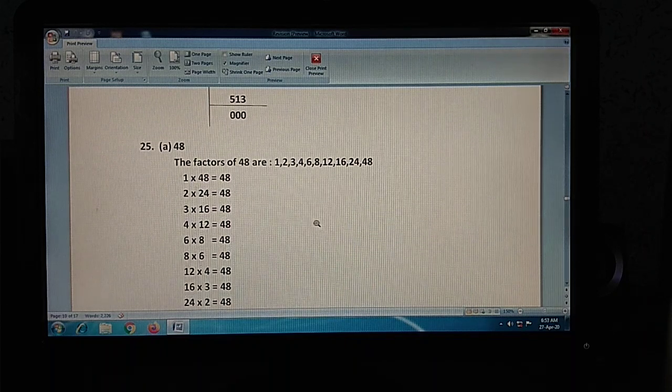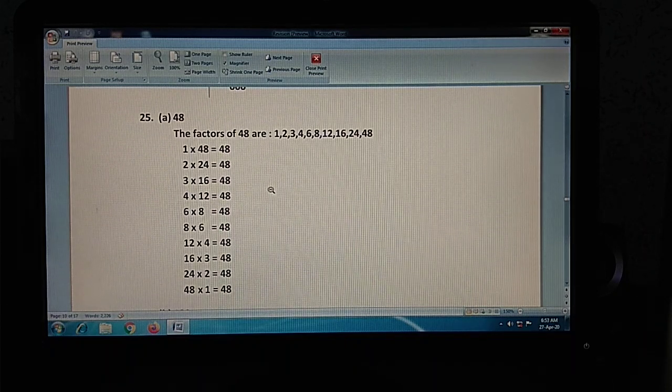Now moving on, in question number 25 we have to find out the factors. So these are the factors of 48: 1, 2, 3, 4. Why are these the factors? As you can see, if we multiply these factors with a number, we get the result 48. If we multiply 1 with 48, we get 48. If we multiply 2 with 24, we get 48. 3 with 16, we get 48. So all of 1, 2, 3, 4, 6, 8, 12, 16, 24 and 48 are the factors. By multiplying these numbers with another number, we get 48.